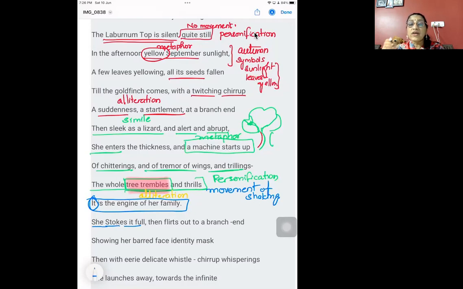And then flirts out to a branch end. Flirts means move. Earlier she had come along the branch, now she is moving to the end of the branch. Here is one of the very, very important ones: showing her barred face identity mask. This question is there I think in your back also. And this is a very important question.